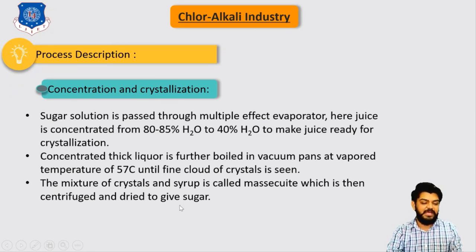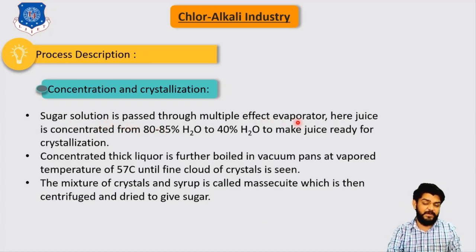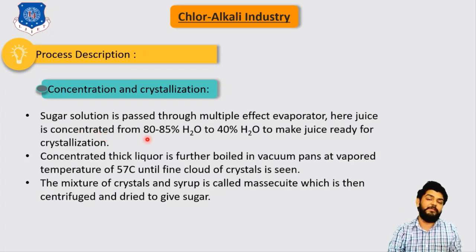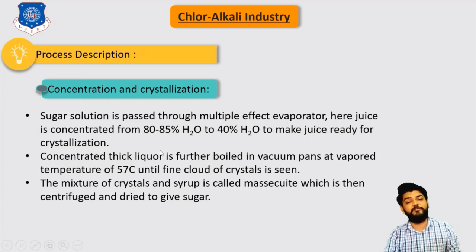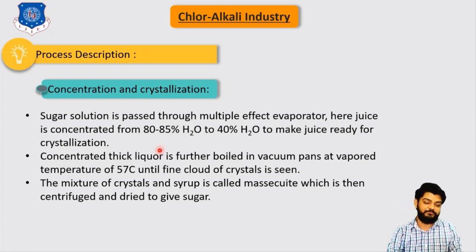sugarcane juice. As you can see here, the sugar solution is passed through the multi-effect evaporator. Here the sugarcane juice is concentrated from 80 to 85 percent to 40 percent water content. So as you can see here, we are almost removing 40 to 45 percent of the water in the evaporator. Then later it is followed by the crystallization unit in which we form crystals of the sugar.